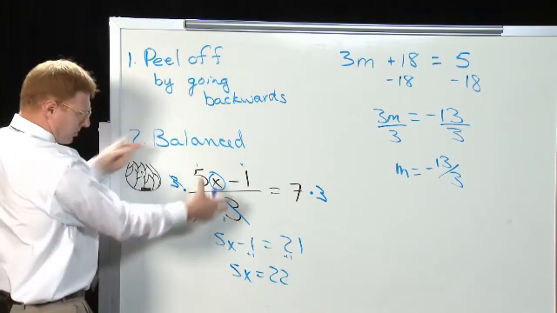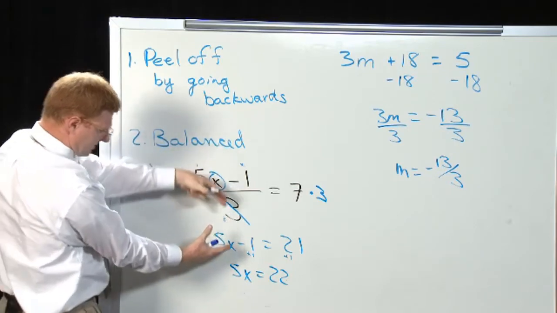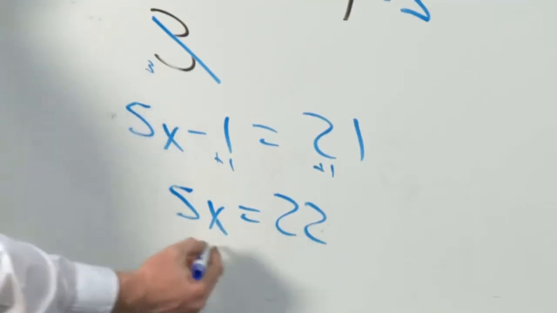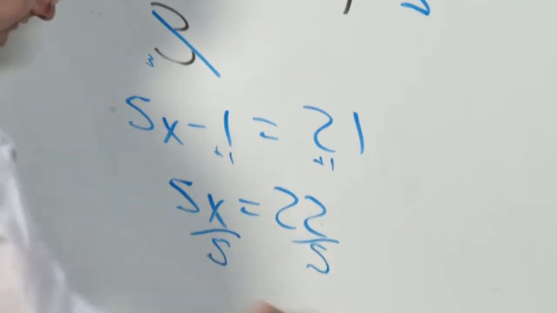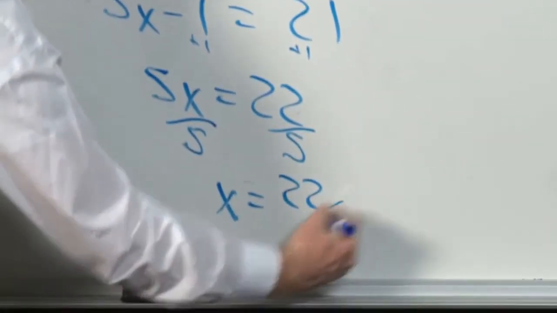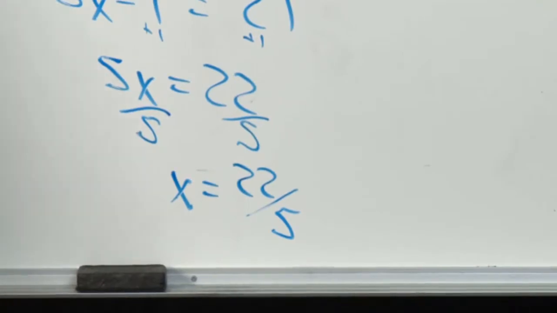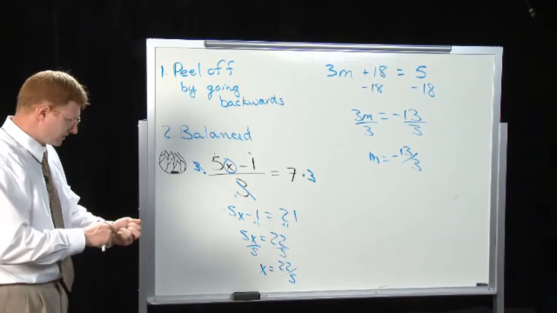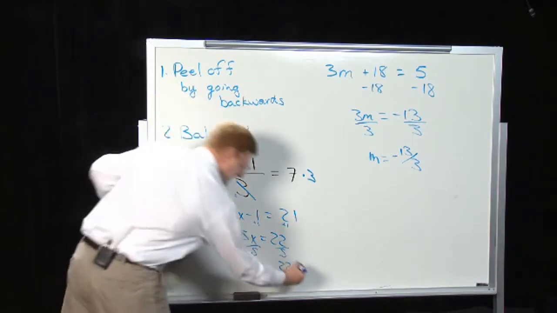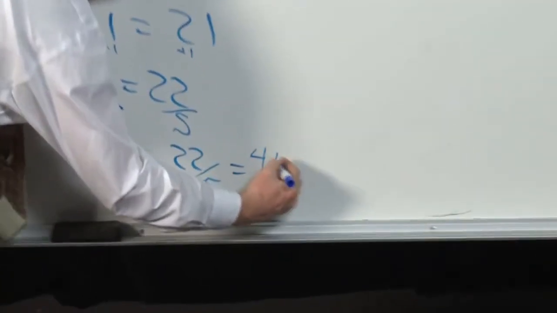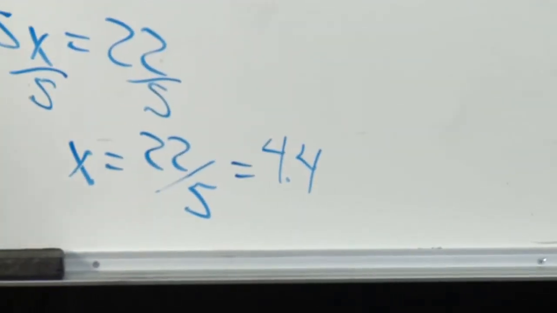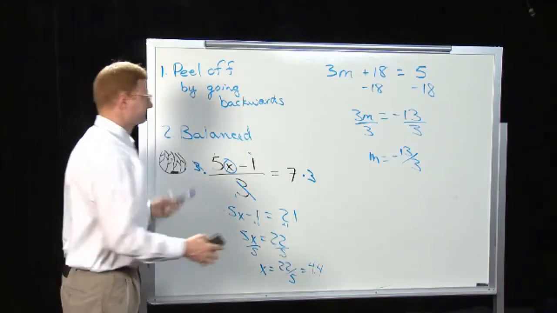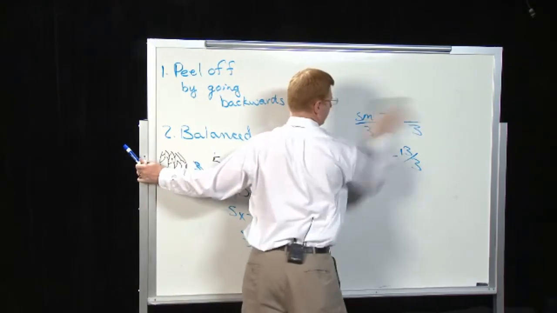And you see this problem was huge to begin with, and slowly it gets smaller and smaller until we'll have just the x left. So now we divide by 5, we have x equals 22 fifths. Now if you wanted to use your calculator, you have 22 divided by 5, and you get 4.4. Either one of these is perfectly acceptable as an answer. Let's do one more about that size.